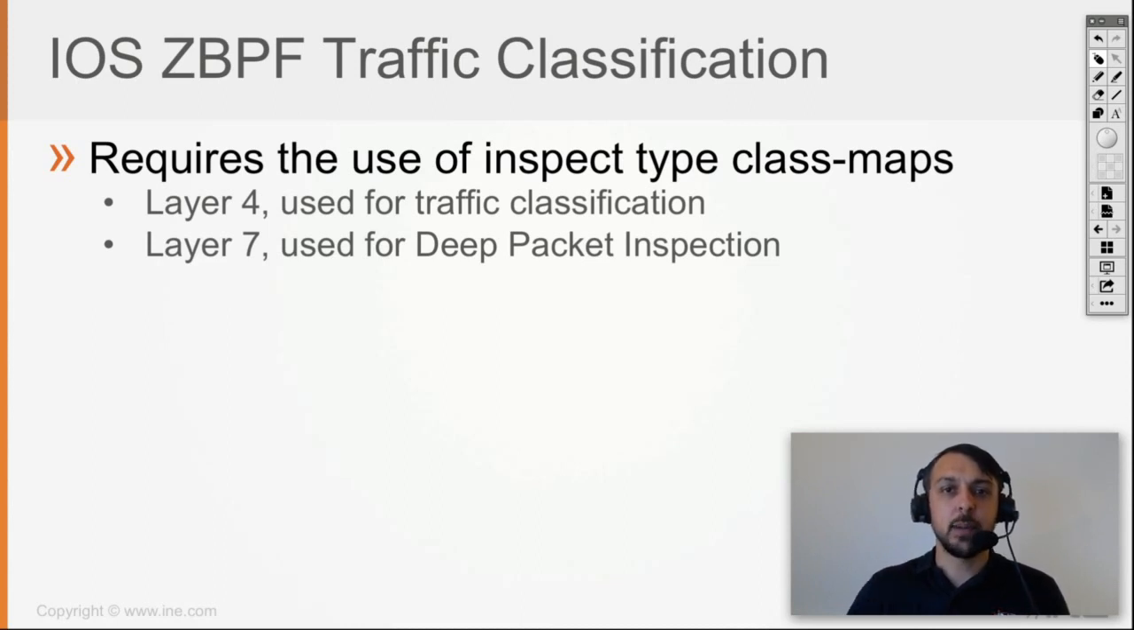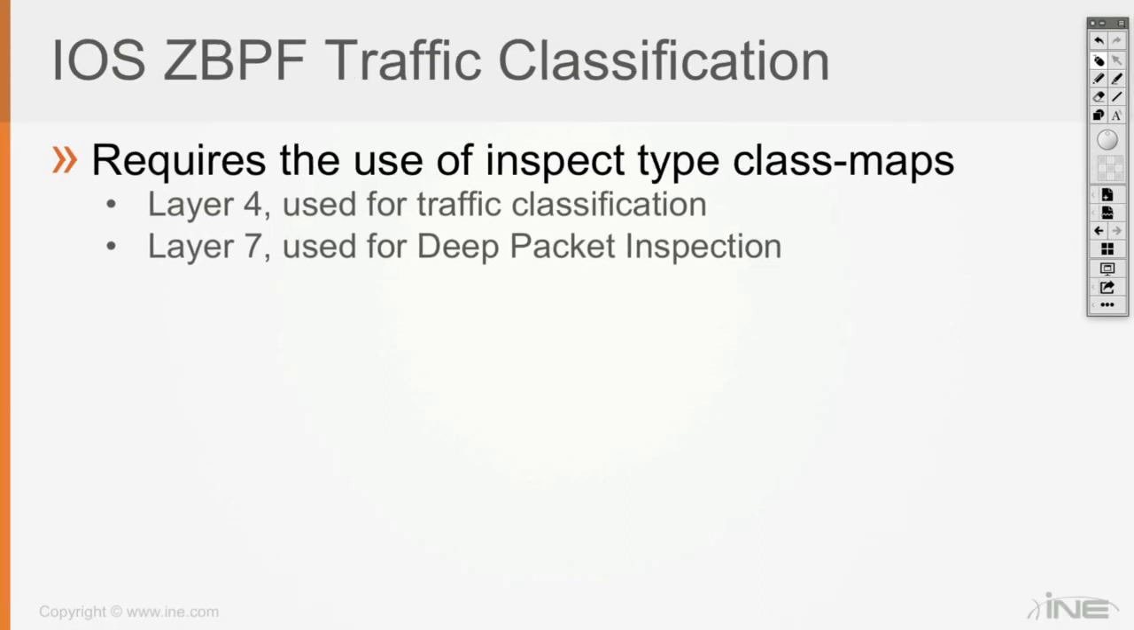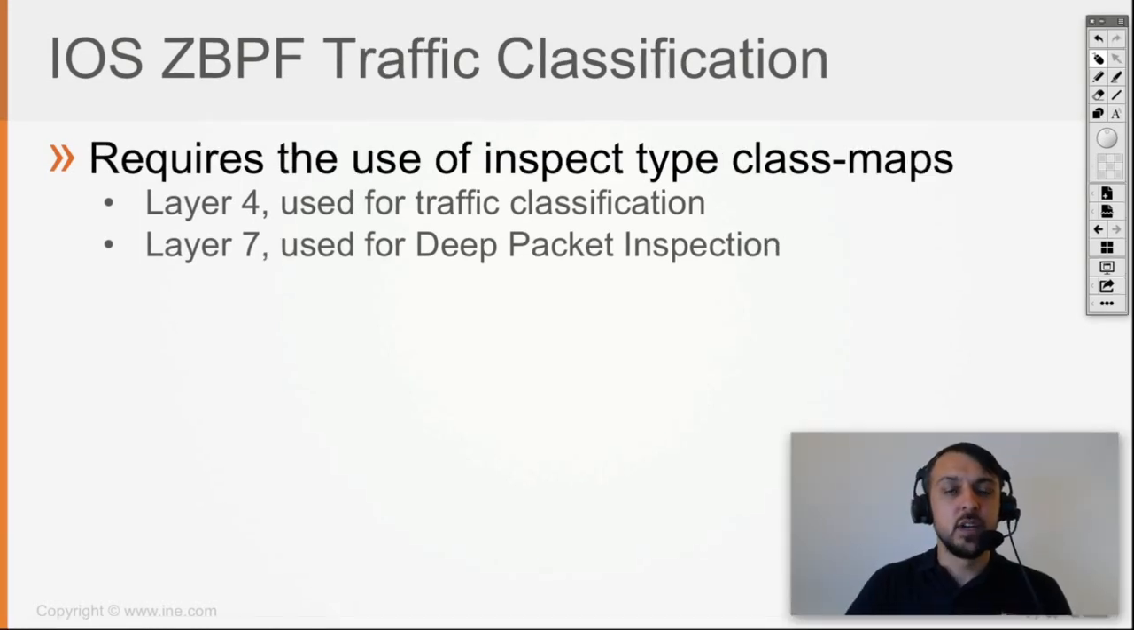We're going to see in a couple how we can match on the traffic. And also you have the layer 7 policy map, which is used for deep packet inspection. So you're going to define a layer 7 class map of type inspect if you want the firewall to do deep packet inspection, which means look at the layer 7 headers of that packet.